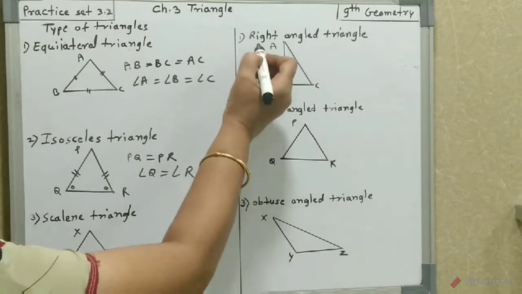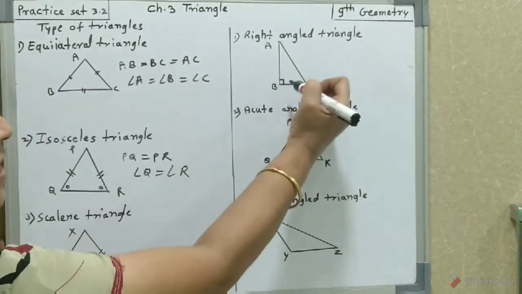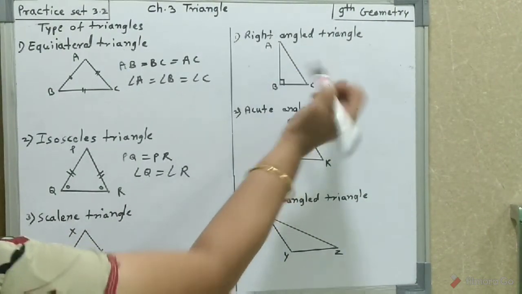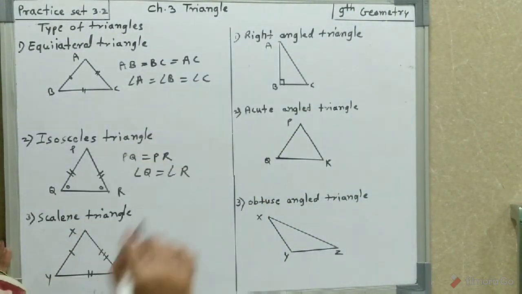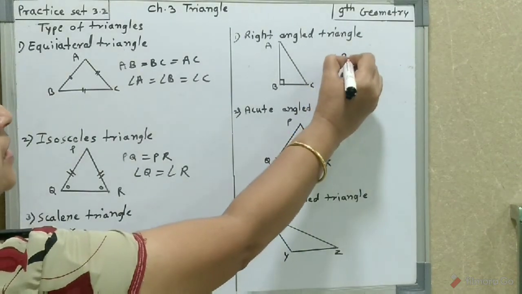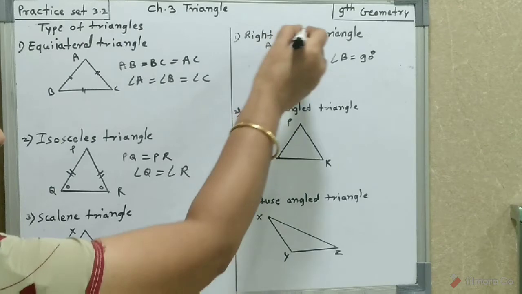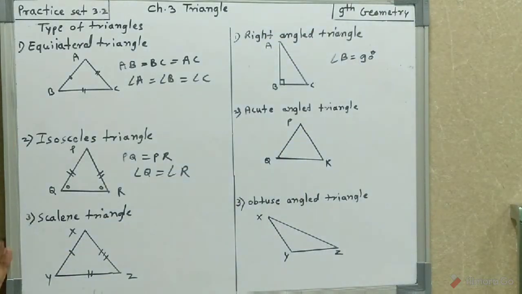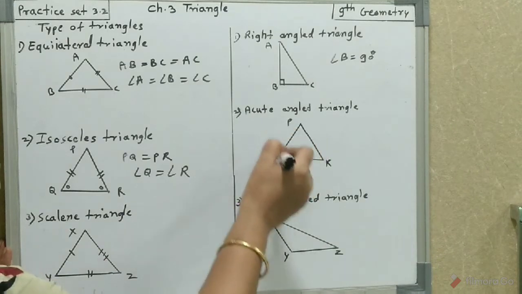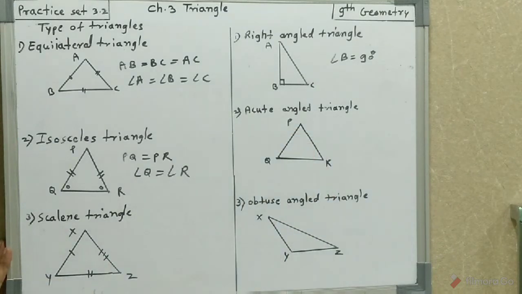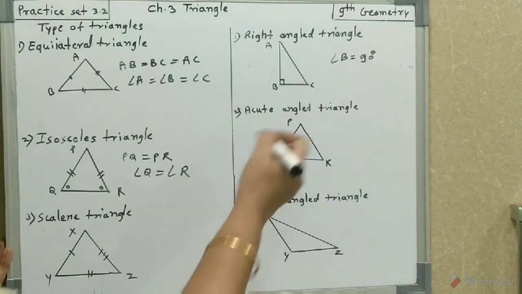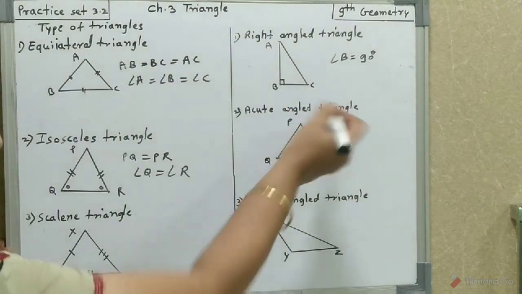Now first, the right angle triangle. In this triangle, any one angle becomes 90 degrees. Here angle B is equal to 90 degrees. So we say that it is a right angle triangle. Now the second one is the acute angle triangle. In this triangle, all angles are less than 90. So we call this an acute angle triangle.